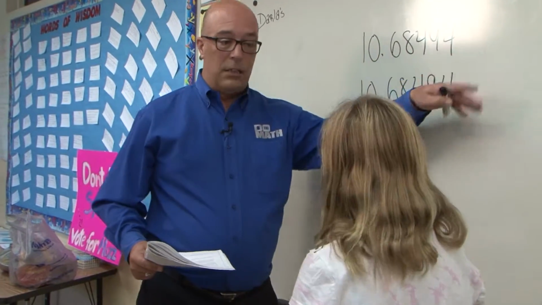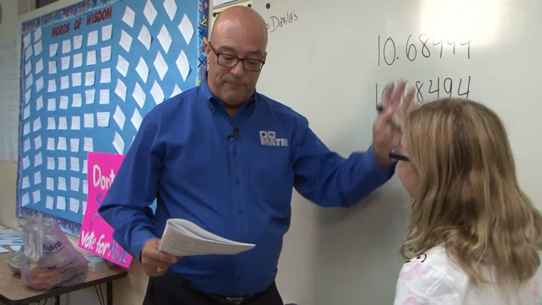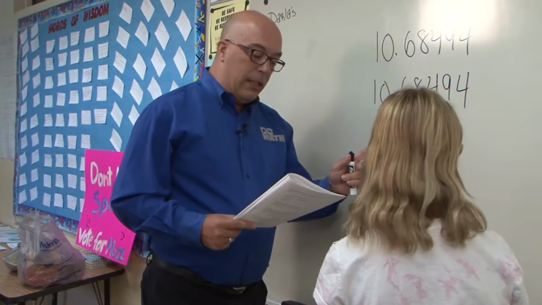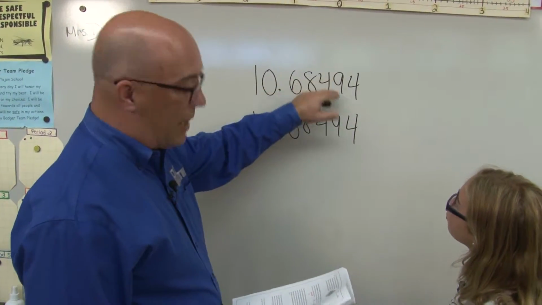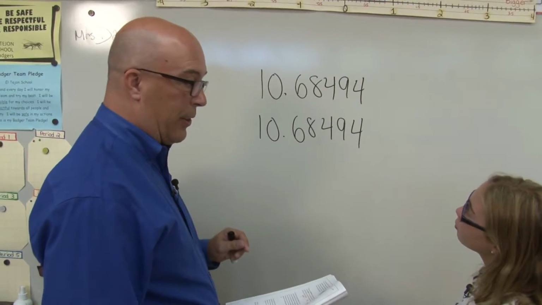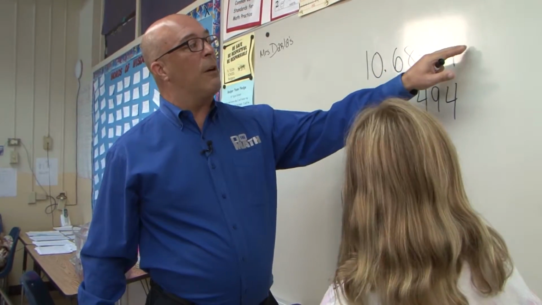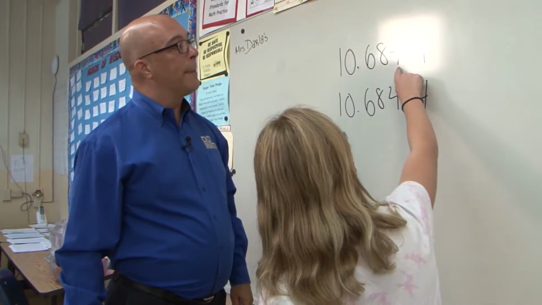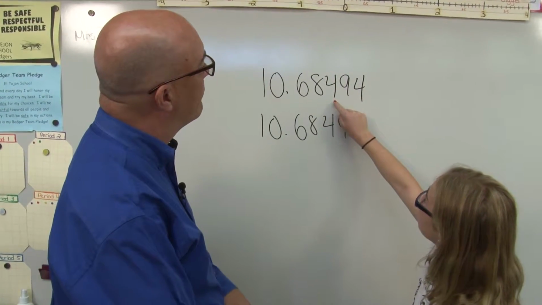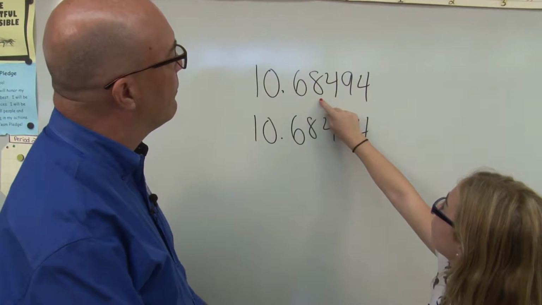All right, so I'm going to read some information, and then you can mark however you need to. Okay? So, there was a student that rounded 10.68494 to the nearest hundredth. So why don't we go ahead, and how would you round this to the nearest hundredth? You look at this number, and if it's 5 or over, you round this one up.